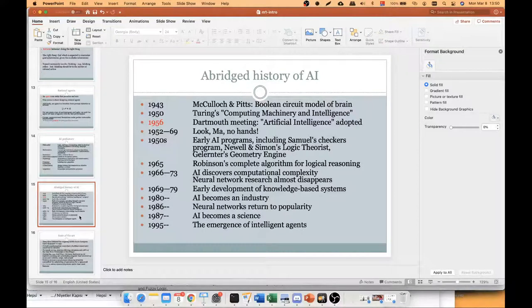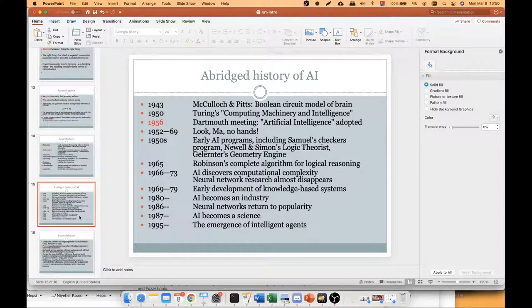And from the history, we can say that in 1943, maybe we are talking about some circuit model of brain. Can we model it in a mathematical way? We are talking about a Boolean modeling of the brain. And then in 1950, we already covered Turing's approach to the machines, the computers, or the artificial intelligence. In 1956, it's the first time AI is announced, so artificial intelligence is formally first time written in the Dartmouth meeting.